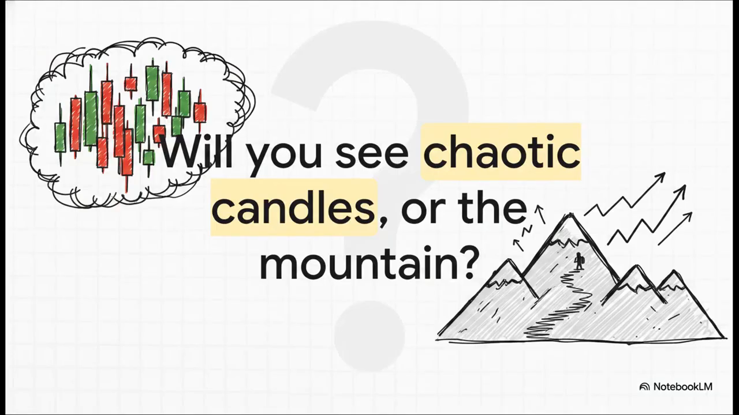Which brings us to our final thought for today's explainer. Next time you open up a chart, will you just see a chaotic mess of red and green candles, or will you see the mountain? You've now got the foundational tools. You know the alphabet of the candlesticks, you know how clusters warn of momentum shifts, and you know exactly how to map the hiker's journey using Dow theory and market structure. The map is right there in front of you, waiting to be read.